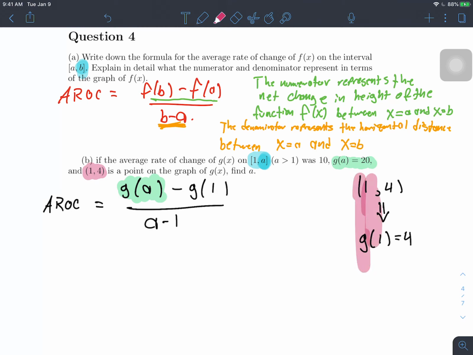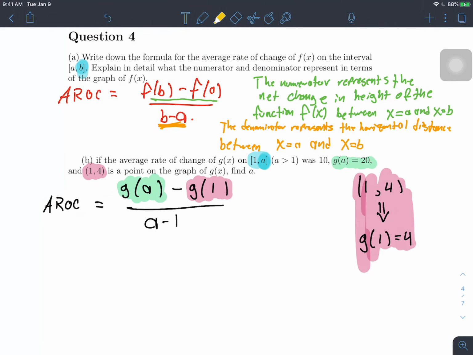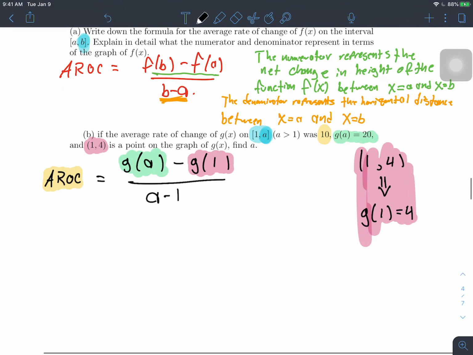So this red information, which we got from the problem, is telling us what to put in for g of 1. The last thing they tell us, running out of highlighter colors, is the average rate of change itself. They told us that we got 10 when we did this process. So 10 is going to go on this left-hand side here. And then we're just going to have to solve for a algebraically. So we got 10 equals 20 minus 4 divided by a minus 1.